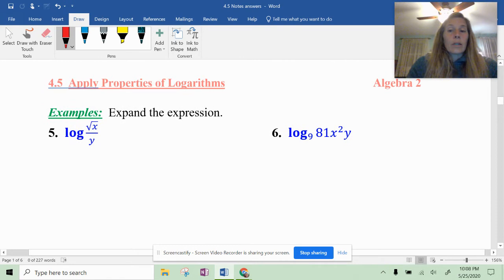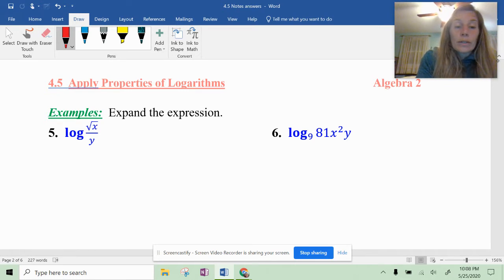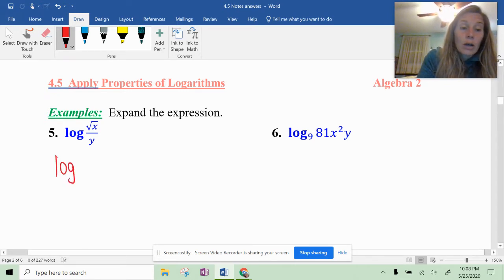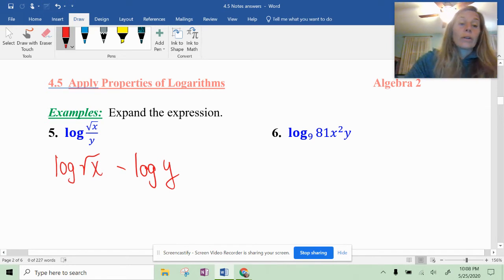All right, so now we're going to get into some that are just a little bit more detailed. So if we take a look at this first one, the first thing we notice is that we have the quotient there, so we want to separate it that way. So we have log of the square root of x minus log of y. Now, if you're expanding, you don't want to leave a radical in there. That's actually the more simplified answer. So you would want to change that.